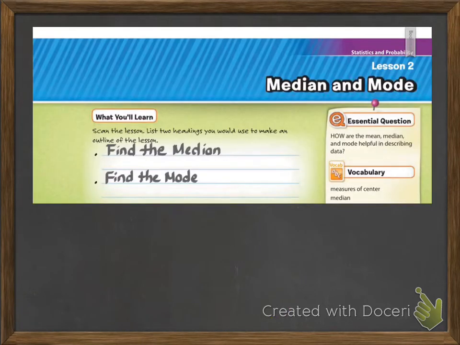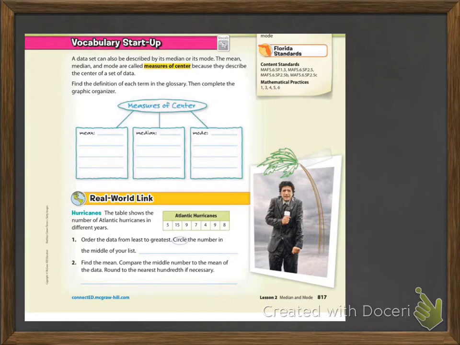So, to get started, the two main things that we're going to be talking about in this lesson are how to find the median of a set of numbers and how to find the mode of a set of numbers. Looking at the vocabulary startup in the center of your page, we have three words that we're going to go ahead and define. They are mean, median, and mode.